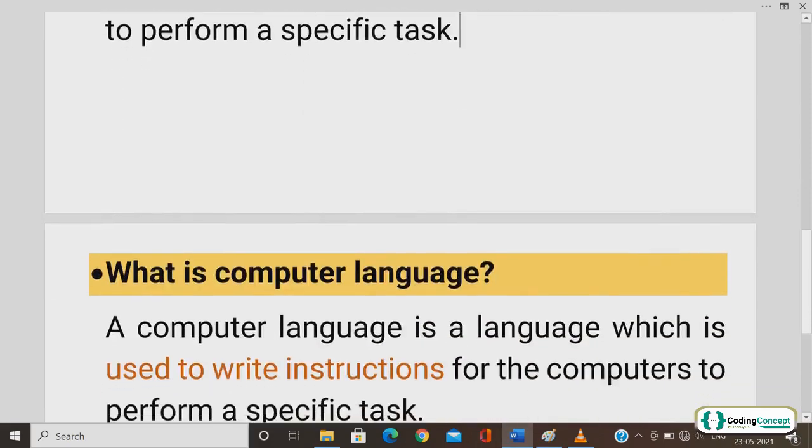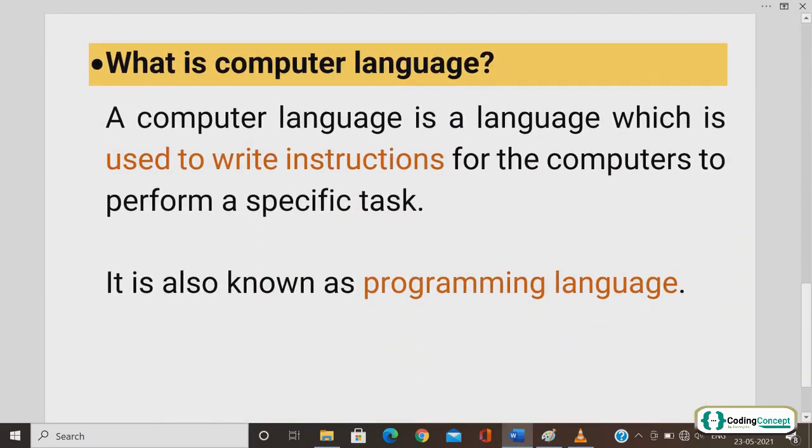So now we will see what is computer language. So let's have a look at the definition. A computer language is a language which is used to write instructions for the computers to perform a specific task.